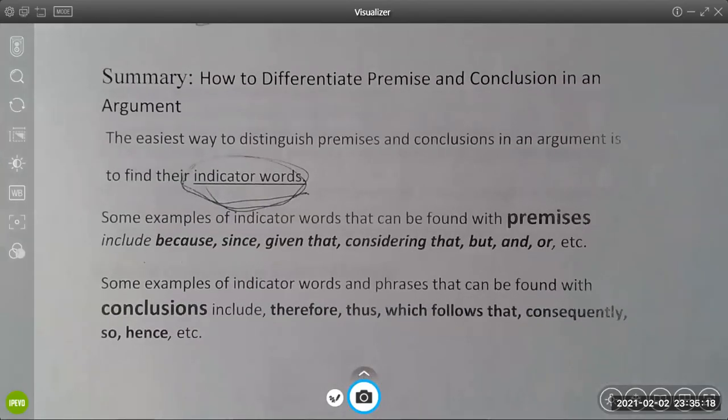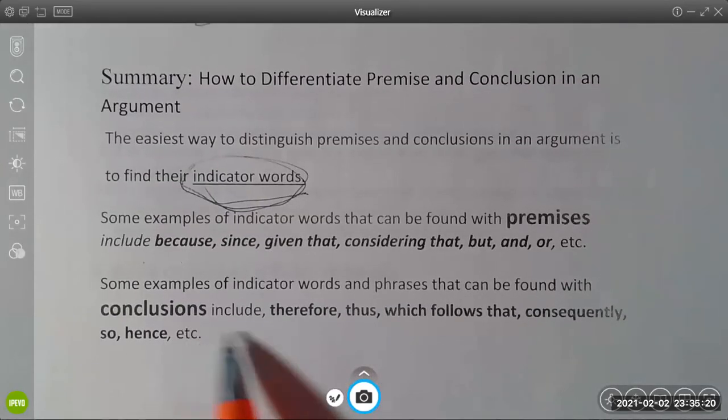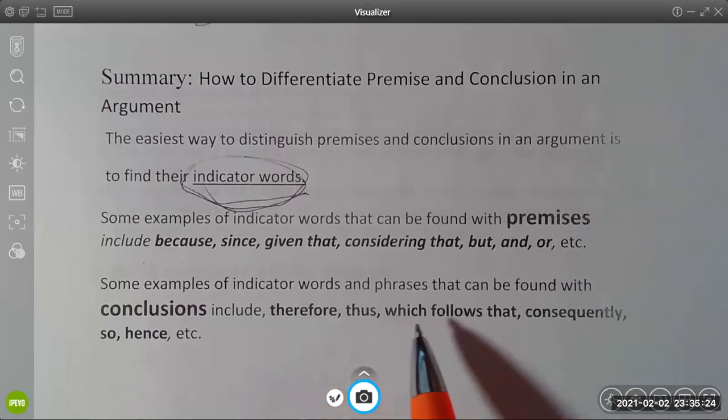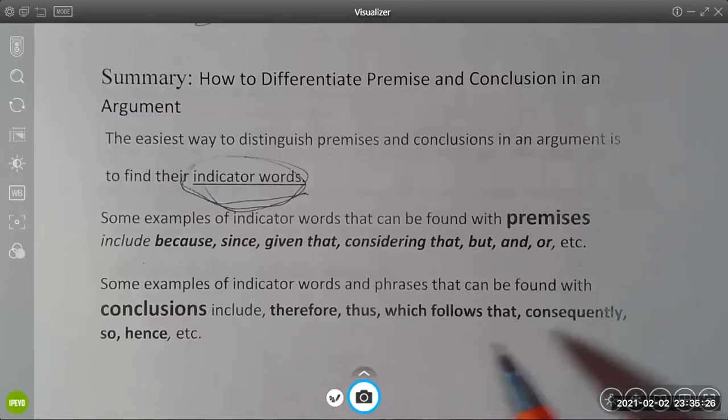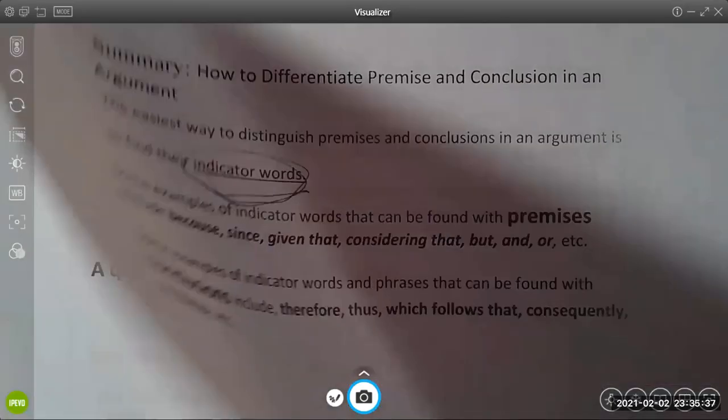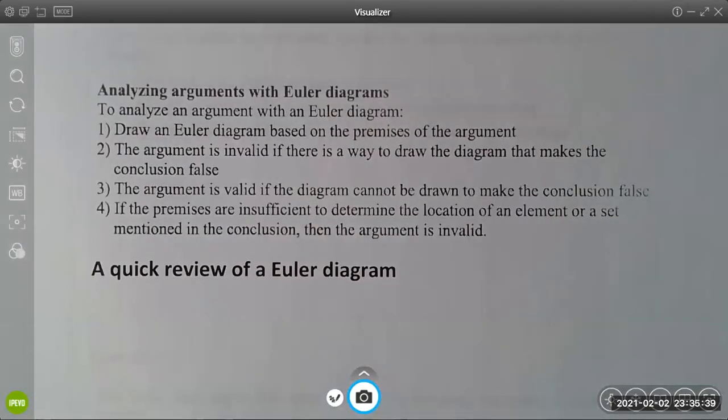Now, some other keywords connect with the conclusion, such as therefore, thus, which follows that, consequently, so, hence, etc. So it's very easy to identify if you're looking for these keywords. Okay, that's the first half of this video.